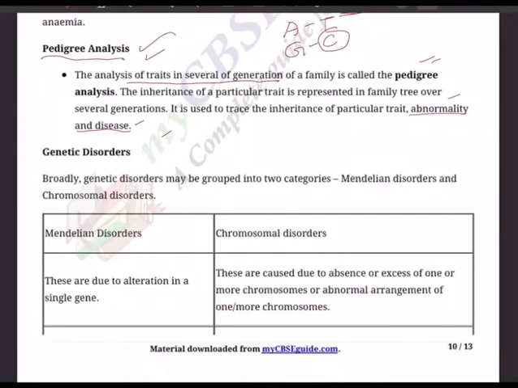Broadly, genetic disorders may be grouped into two categories. One is Mendelian disorders, which are due to genes, and the second is chromosomal disorders. The gene related disorders are Mendelian disorders. These are due to alteration in a single gene. And what about chromosomal disorders? These are caused due to absence of one chromosome, or one extra chromosome present, or abnormal arrangement of one or more chromosomes. That results in chromosomal disorders.